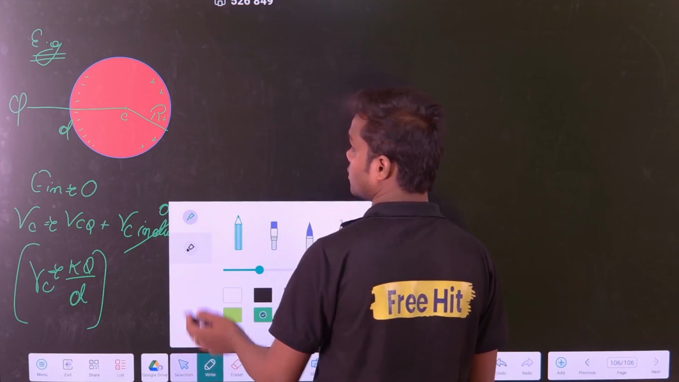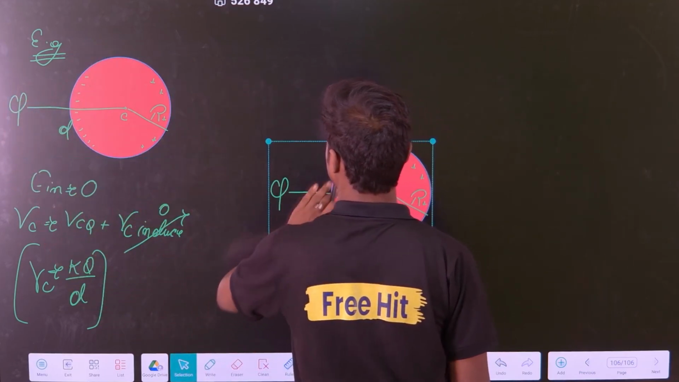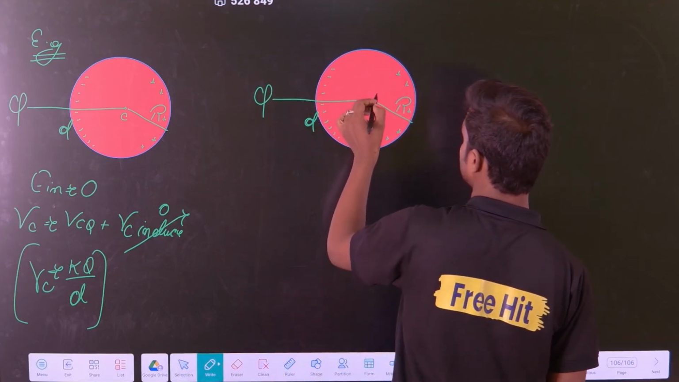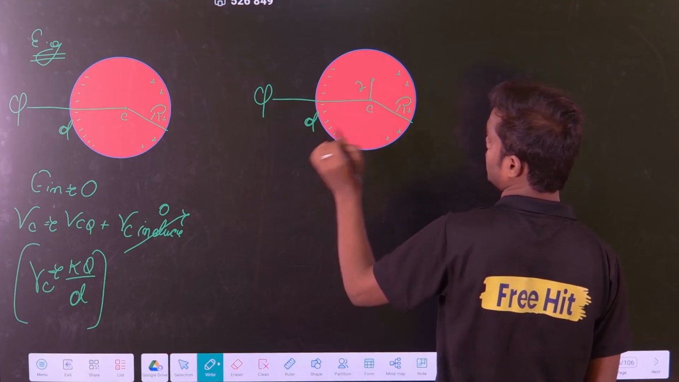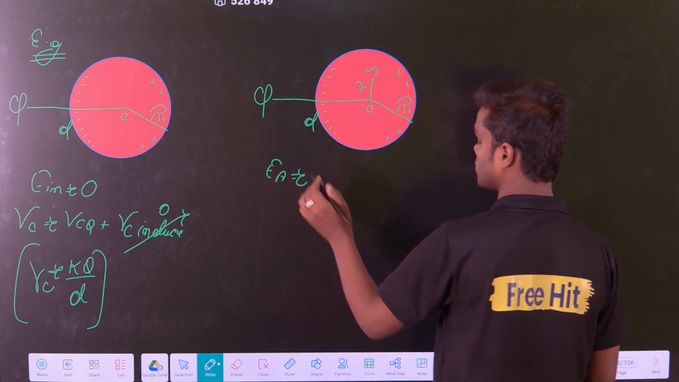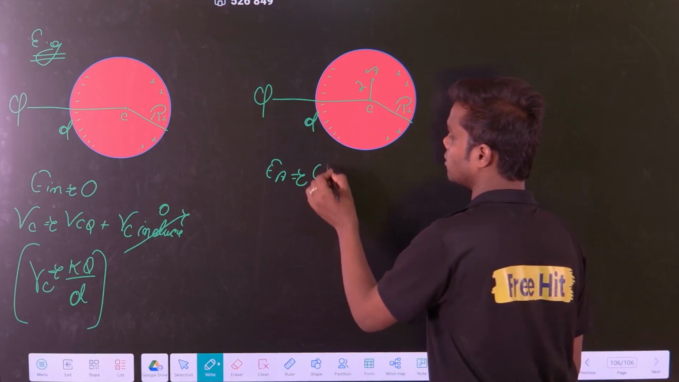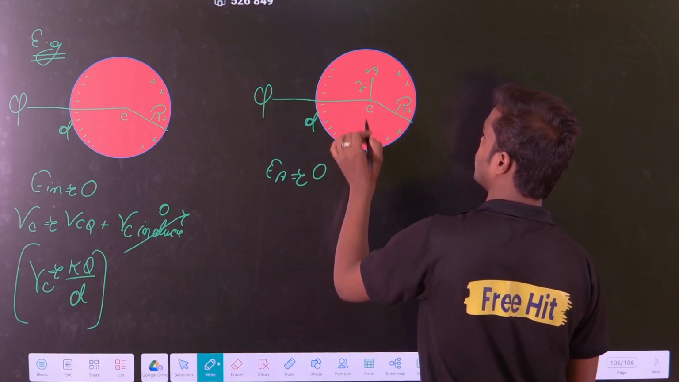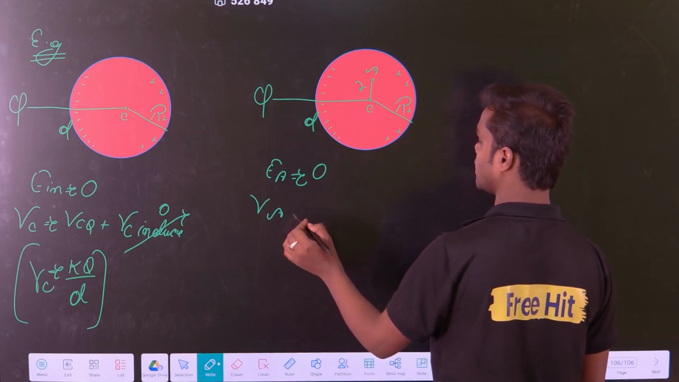Suppose in the same question, I ask you one more thing. Let's take another example. Suppose this distance is small r, and suppose this point is A. The electric field at A would be what? Now you tell me, what is the electric field at A? Again it will be 0 only because it is an internal point, correct? Okay, now if I ask you, what is the potential at A?